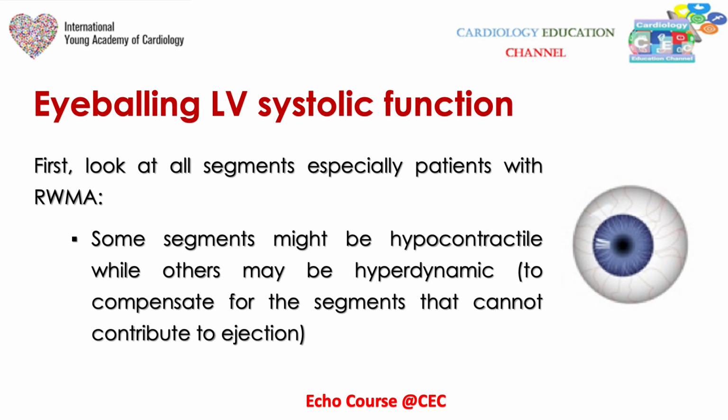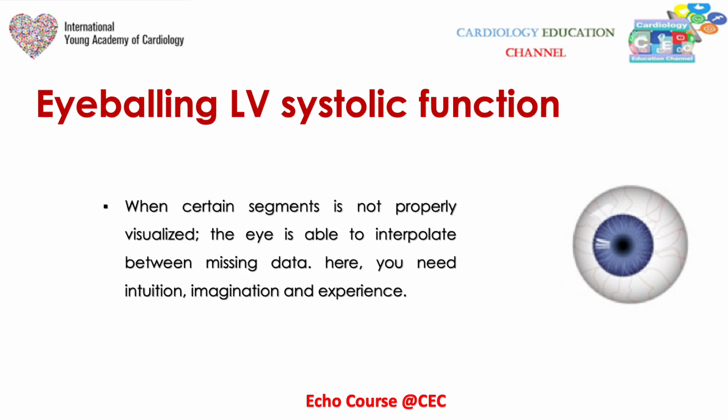First, look at all segments, especially in patients with regional wall motion abnormalities. Some segments might be hypocontractile, while others may be hyperdynamic to compensate for the segment that cannot contribute to ejection. We see this commonly in patients with acute coronary syndromes or acute myocardial infarction, where the contralateral side is hypercontractile to compensate for the newly akinetic segment. So this is where the eyeballing assessment comes in handy, especially in patients with regional motion abnormalities.